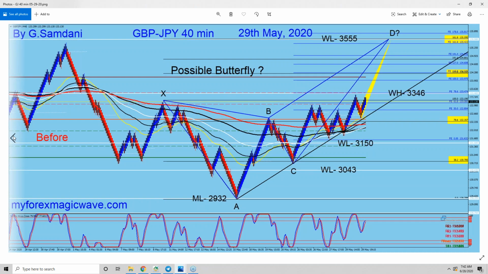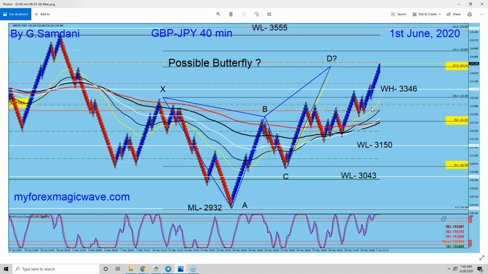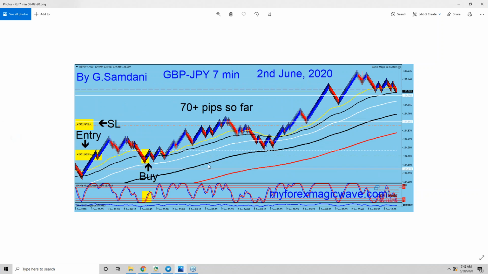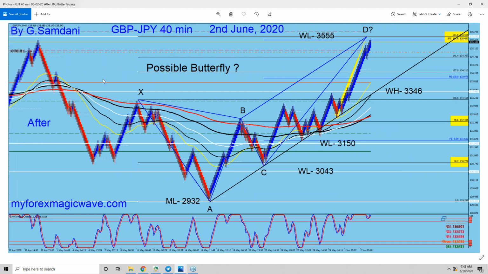Then it keeps going up. Then I have more trades right there, right? Buy entries. More. The 1st of June again, more trades. Continue to the upside. Now from here, look, from the 7-minute chart again on the 2nd of June, continue to the upside. This thing just keeps going up and up and up, and then giving me the trades. More trades here. And now it is very close to my initial target, which is where the butterfly pattern is finishing.